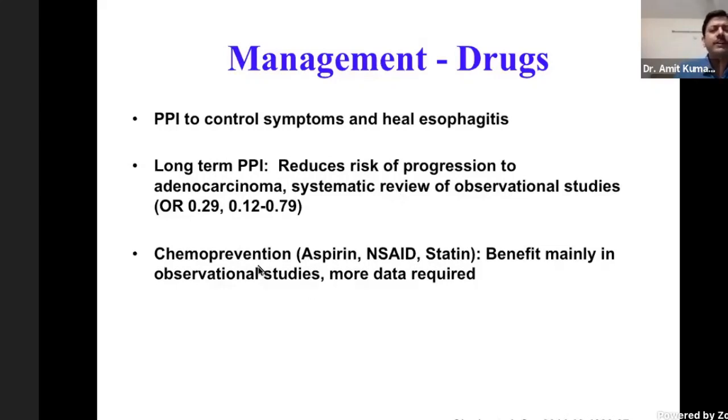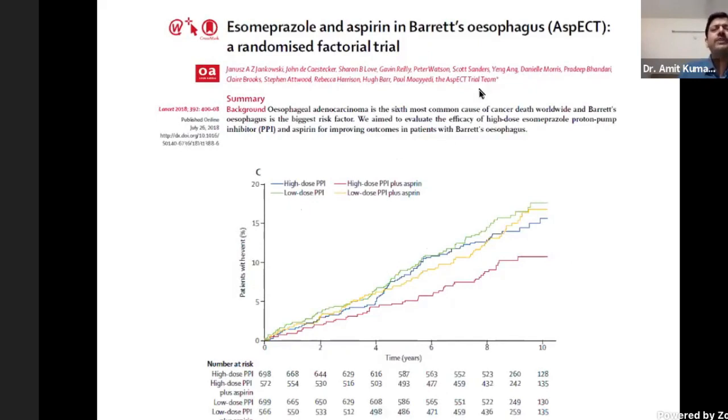Similarly, various drugs have been tried as chemopreventive agents to prevent progression to dysplasia or carcinoma, like aspirin, NSAIDs, etc. But here again, the benefit has mainly been in observational studies, and you read more data. But here I just want to briefly mention one trial which was published in Lancet in 2018. This is called the ASPECT trial.